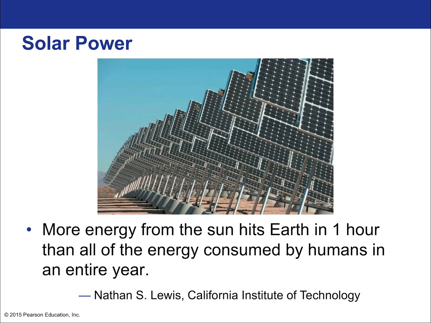So more energy from the sun hits Earth in 1 hour than all of the energy consumed by humans in an entire year. Just to give you an idea of the sheer volume of energy that comes from the sun. It's amazing. Okay, so there you have it. The 3 big ways of heat transfer: conduction, convection, and radiation. We obviously talked a lot about radiation because it's the most complex. There are obviously the most ideas to understand there.